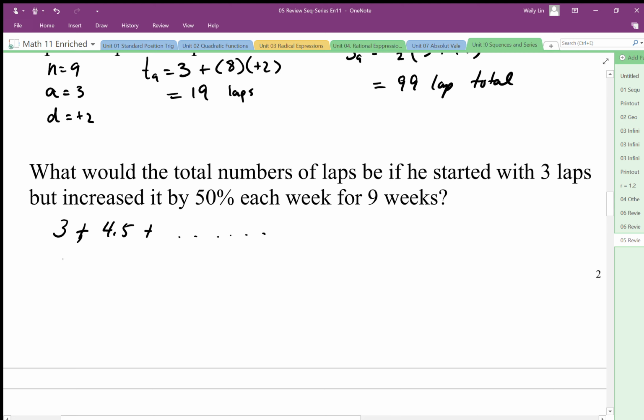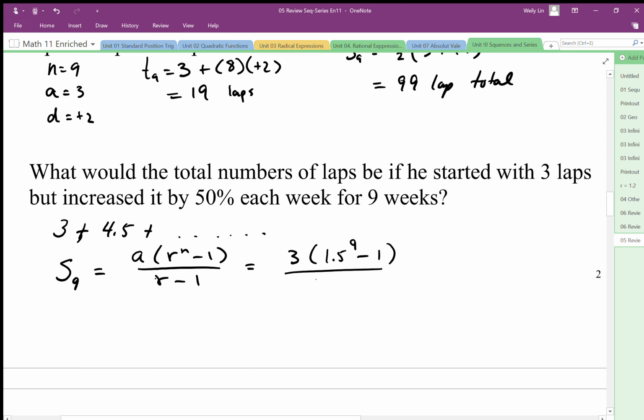And really this is going to be S9 for a geometric series. For a geometric series we need a, r, and n. Well, we know a is 3. We know r is going to be 1.5, since it's increasing by 50%. The number of weeks is 9. So it's going to look like this.